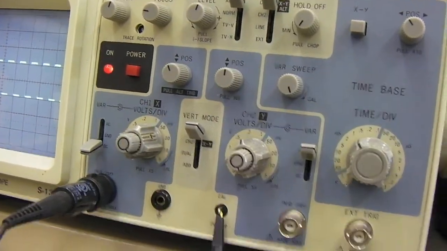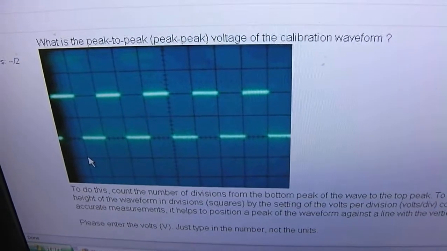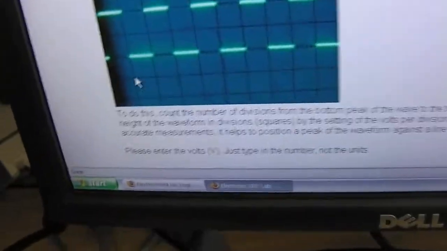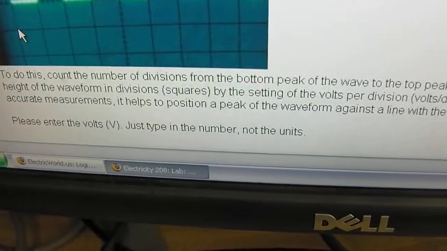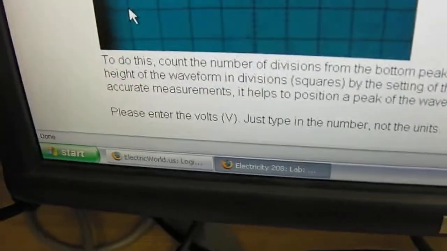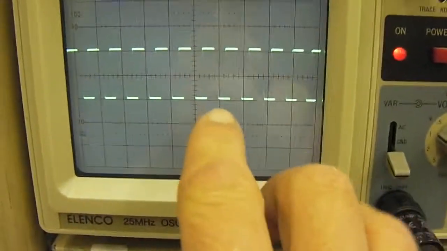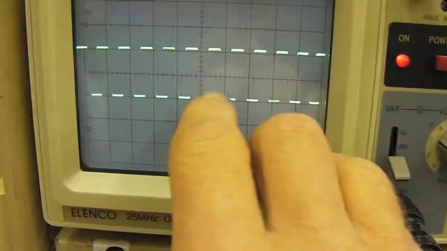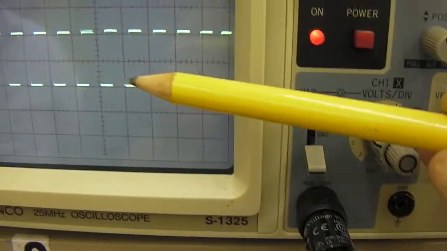All right, next it says, what is the peak-to-peak voltage of the calibration waveform? To do this, count the number of divisions from the bottom peak of the wave to the top peak. To calculate the peak-to-peak voltage, multiply the vertical height of the waveform in division squares by the setting of volts per division. So what I'm going to do here is measure the peak to peak by counting the number of divisions.